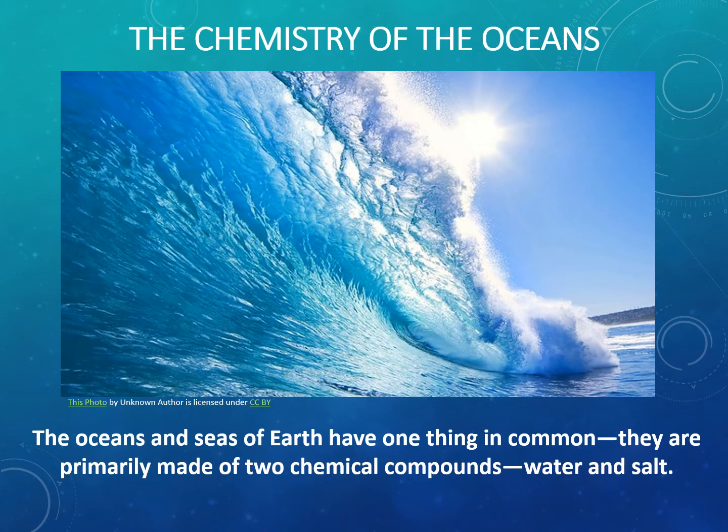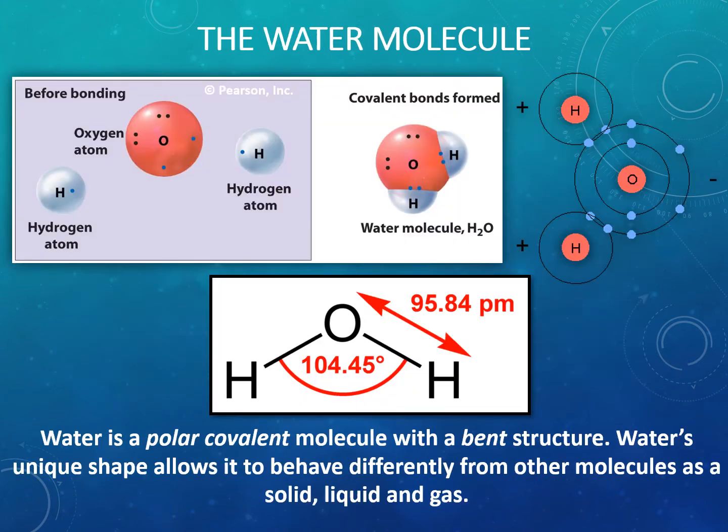The oceans and seas of Earth have one thing in common. They're primarily made of 2 chemical compounds, which are water and salt. Water is a polar covalent molecule with a bent structure. Water's unique shape allows it to behave differently from other molecules as a solid, liquid, and gas.